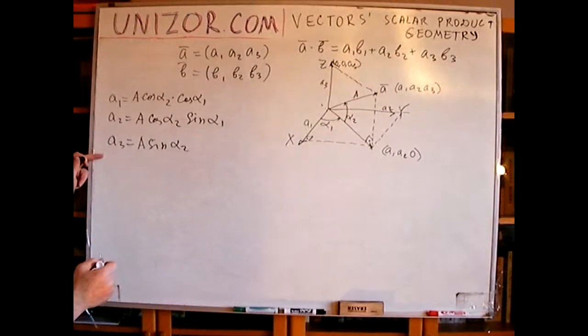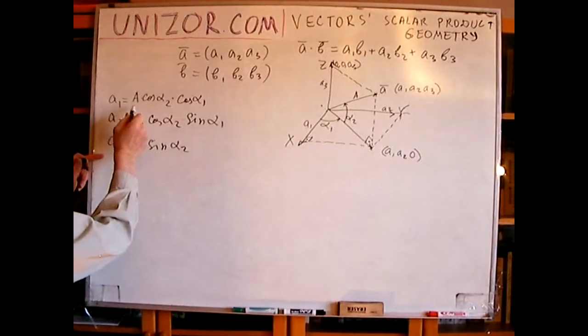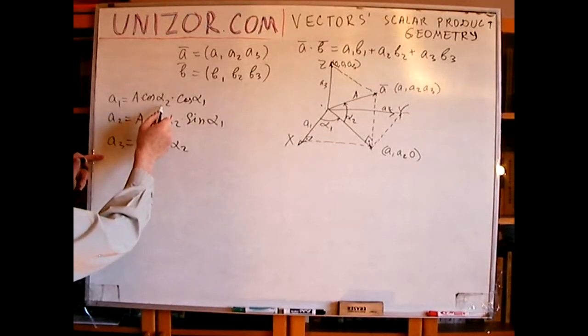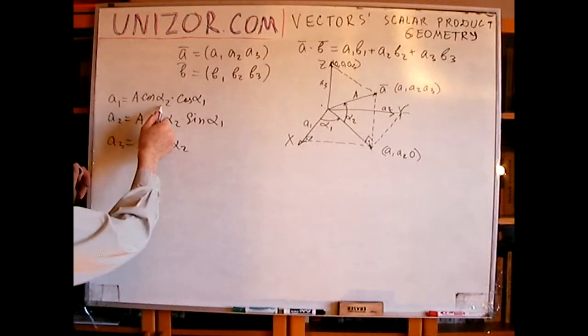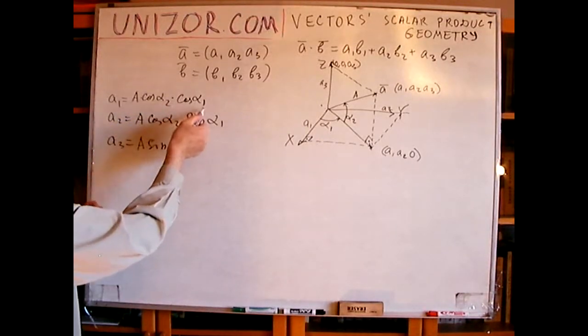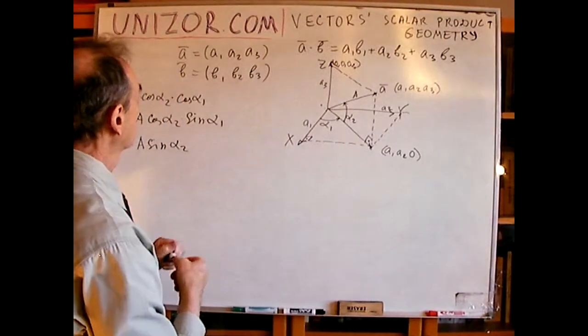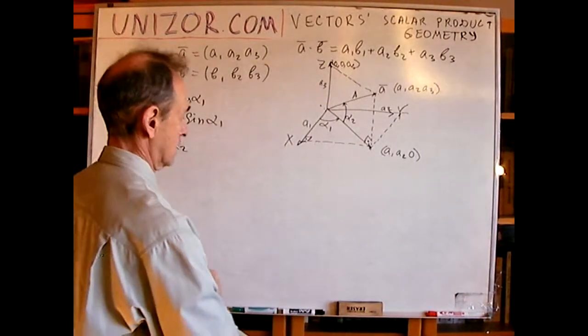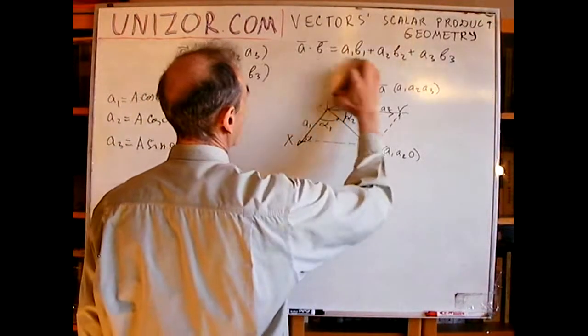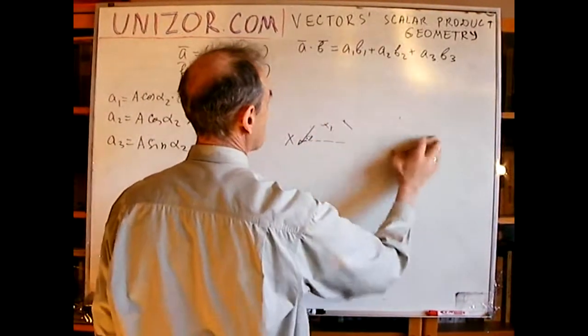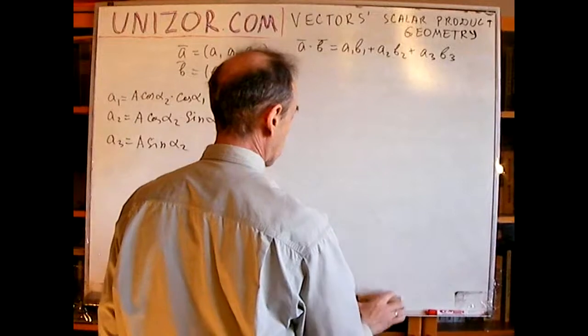Obviously, with B, I will have exactly the same thing. I will have B, and angles would be beta 1 and beta 2. That's how I will use it, right? So I don't need this anymore, because everything else is just trigonometric manipulation.